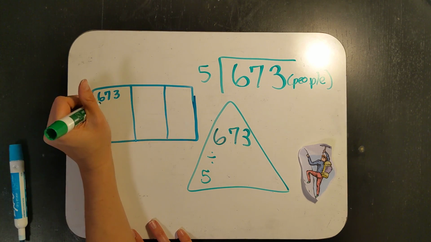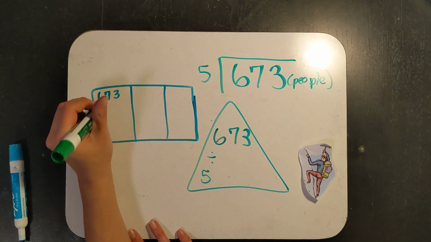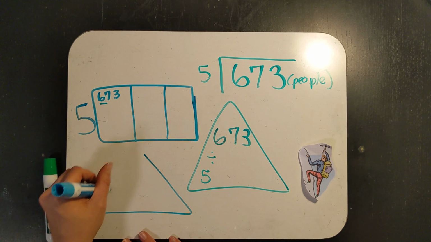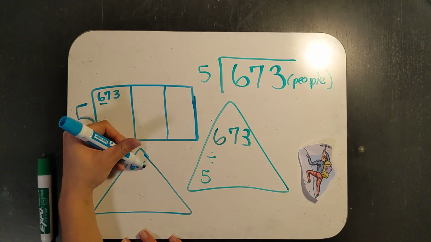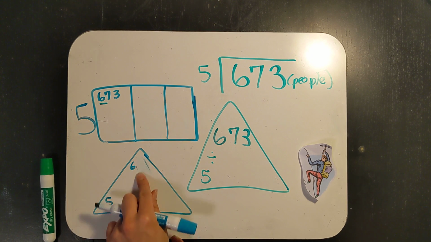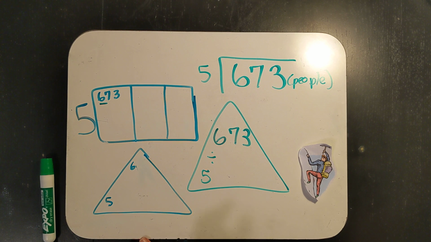First step, 600 divided by 5. Remember, we're just chipping away at this. 600 divided by 5. Or hey, you know what? Could we just say 6? How many 5s fit into 6? Just 1. Now, could you pump that back up with your hundreds? Because we're trying to get to 673.